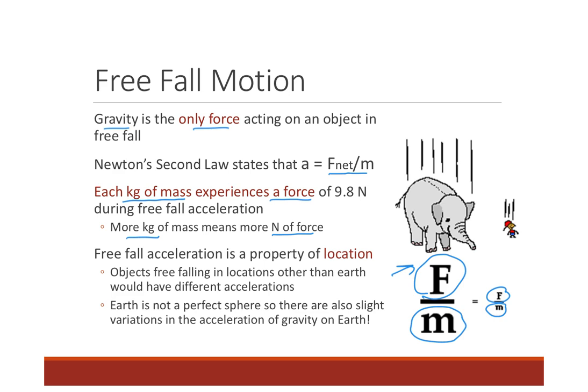Free fall acceleration is a property of location, so if we were having free fall happen in a location other than Earth, the objects would have different accelerations. And interestingly, since Earth is not a perfect sphere, and so certain sections of Earth are more massive than others, it sort of bulges around the equator, there's also a slight variation in the acceleration due to gravity on Earth, so that objects that are falling closer to the equator are going to have a slightly faster acceleration than 9.8 meters per second squared than objects falling at the poles.